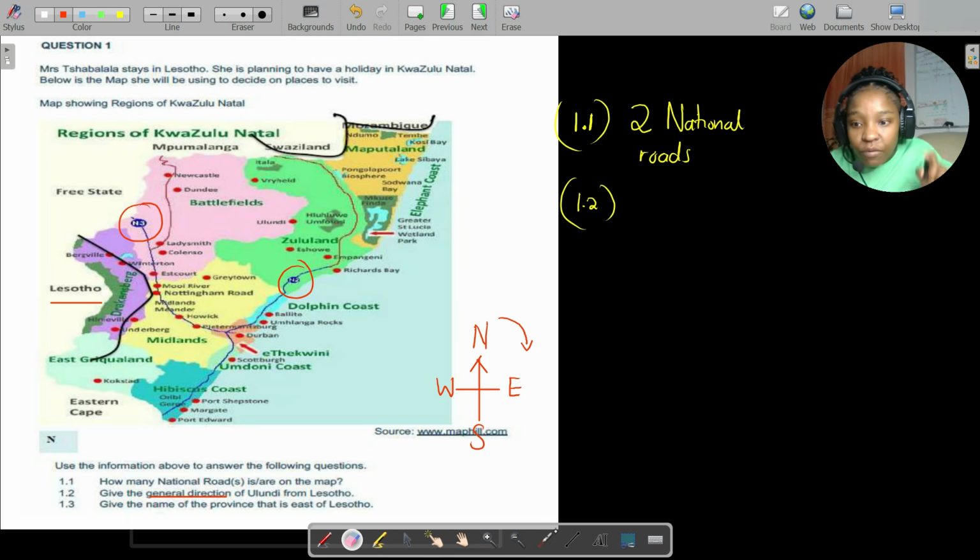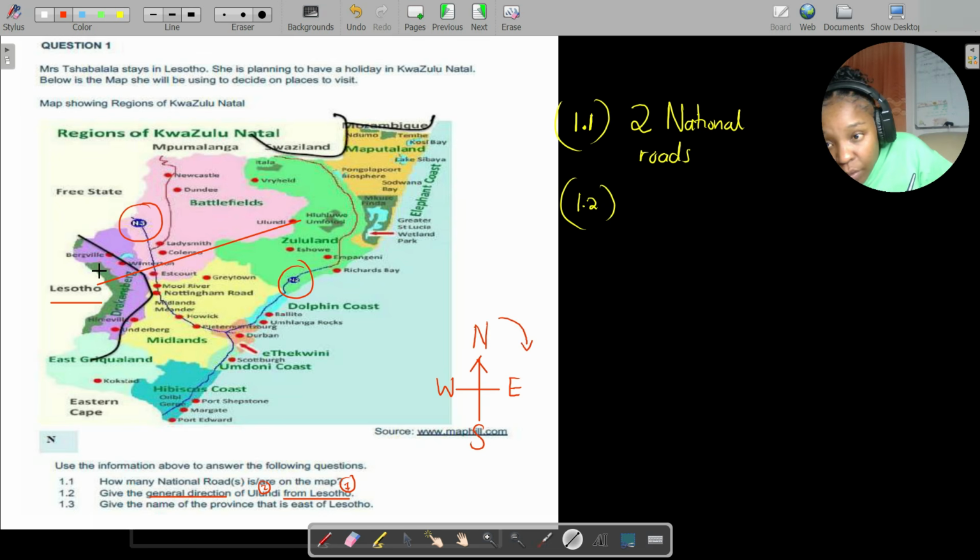So now they're asking for the general direction of Ulundi from Lesotho. Here also, very important, from Lesotho. They're saying that if you're starting from Lesotho, you want to go to Ulundi. From means that the town or the place or the country after the word from means that you're starting there, and you're going there. So you're starting at Lesotho, you're going to Ulundi. What would be the general direction? So if you could move in a straight line, what would be the general direction?